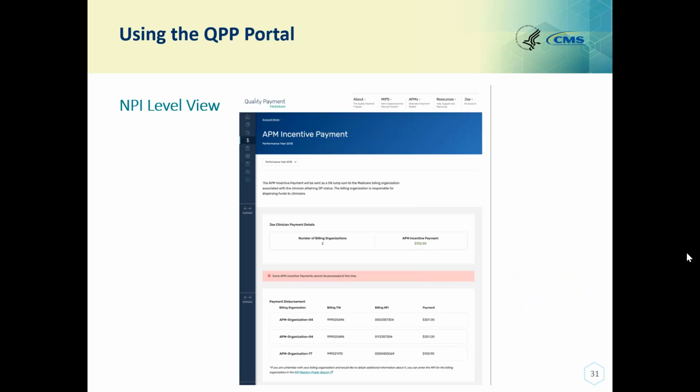Here we have the NPI level view. Again, we provide sort of the same information, however, it's for the individual clinician. Therefore, if the clinician has earned payments across multiple practices, then we display that information for each practice where the clinician has earned a payment. And so we list that information out here, as well as the number of billing organizations and the amount of the payment that the clinician earned. Also, in the NPI level view, we provide the payee organization that the actual payment was made to. And so that information can be found here as well. Next slide.